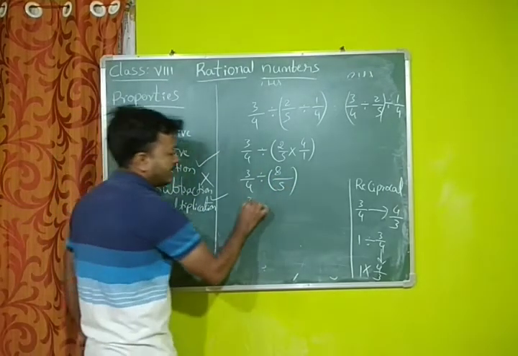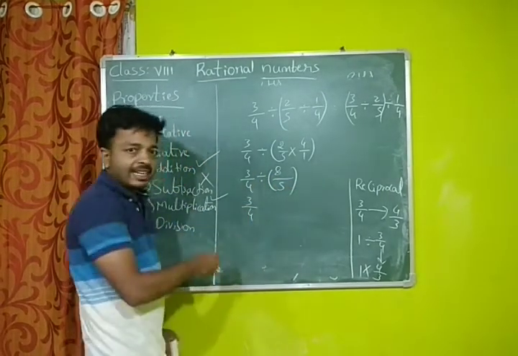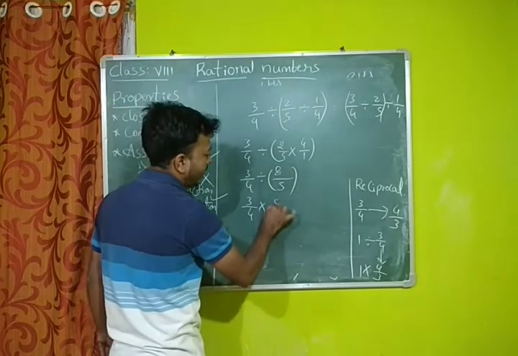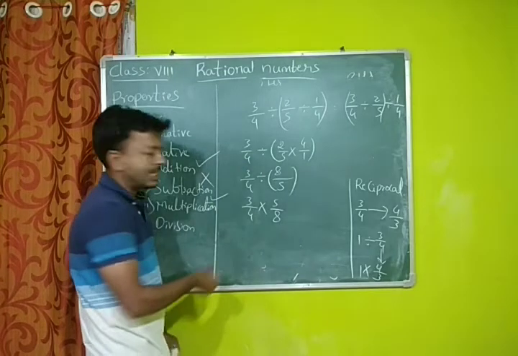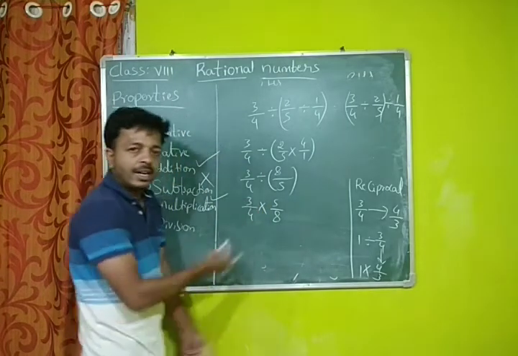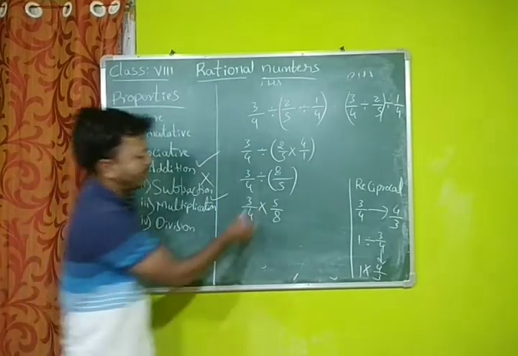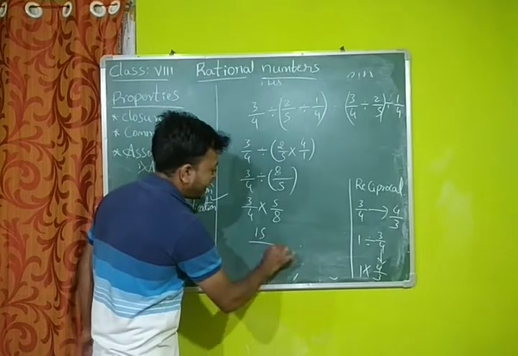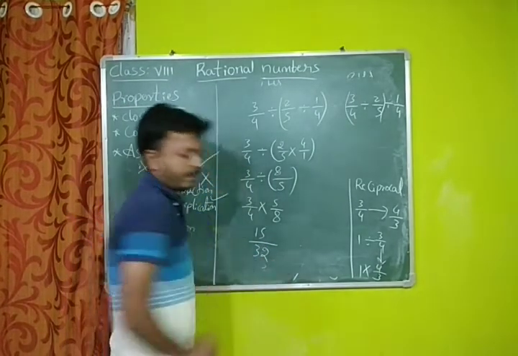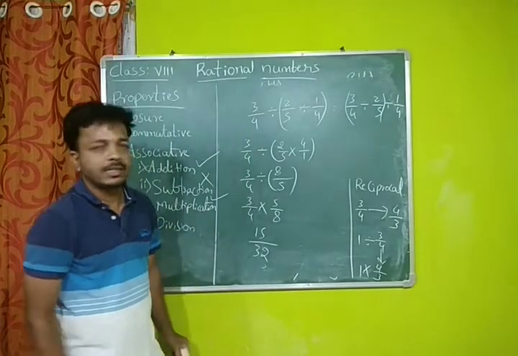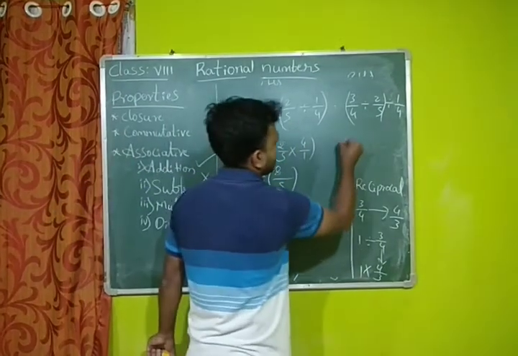And next, 3 upon 4, once again reciprocal, multiplied by 5 upon 8. And now multiplication: multiplied by numerator and multiplied by denominator. 3 5s are 15, divided by 8 4s are how much? 32. This is LHS. Now come to the RHS.